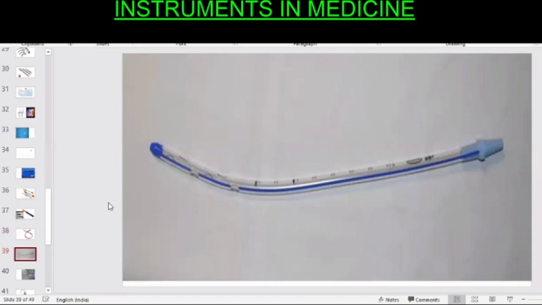This is an ICD, intercostal drainage tube. It has got a proximal and a distal end. It has got a blue line which is radio opaque, can be seen on X-ray. It has got multiple fenestrations for drainage of the pleural fluid as well as of the empyema also.